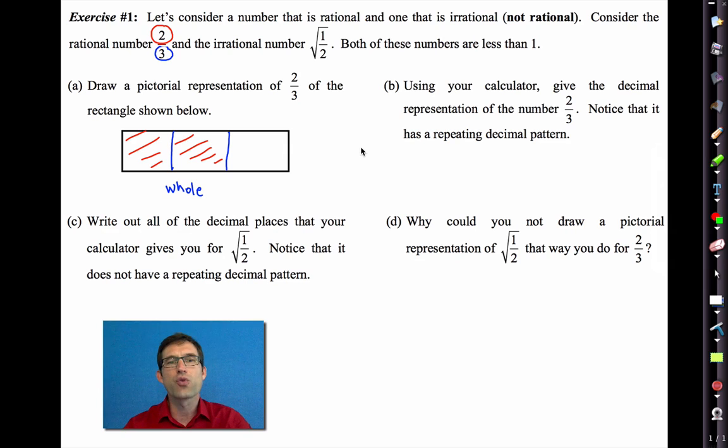The reason that rational numbers were invented by human beings was because we can't always measure things in whole numbers. Sometimes we want just a fraction of them. Now, letter B says, use your calculator to give a decimal representation of the number 2/3. Notice that it has a repeating decimal pattern. So what I'd like you to do real quickly is pause the video and type in 2 divided by 3 and see what it tells you.